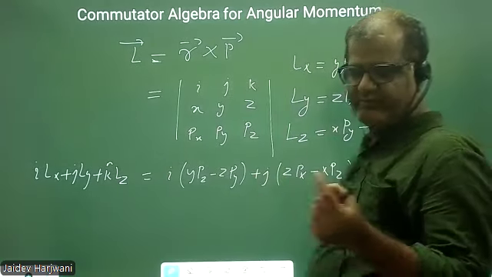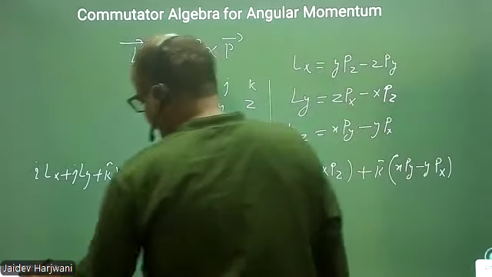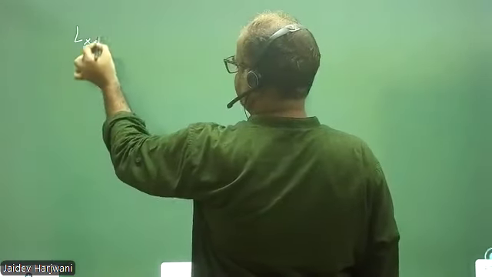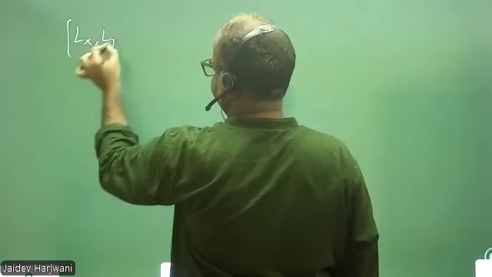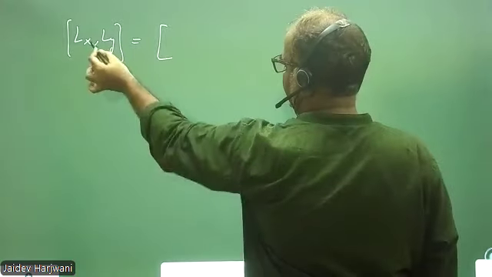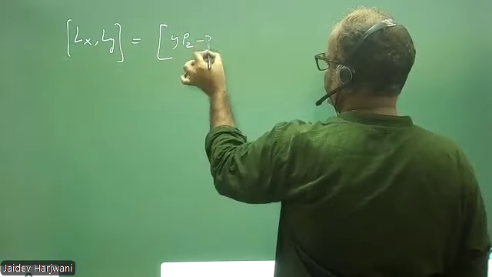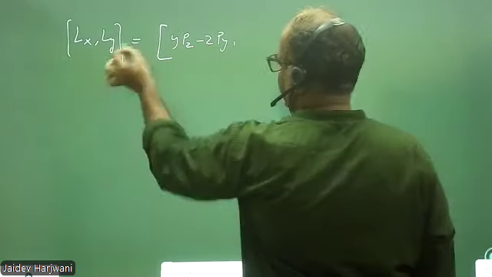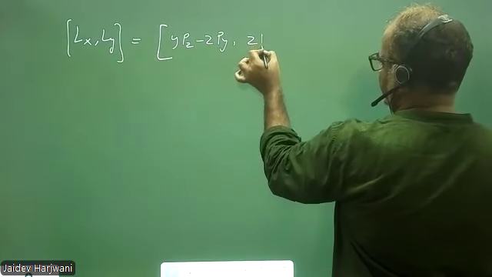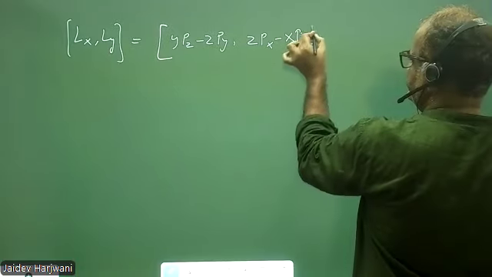Now I want some important commutator relations. Let us derive those commutation relations. So if I calculate now, say, the commutator of Lx and Ly, what will it be? Lx is y pz minus z py, and Ly means after y, z should come, so z px minus x pz.